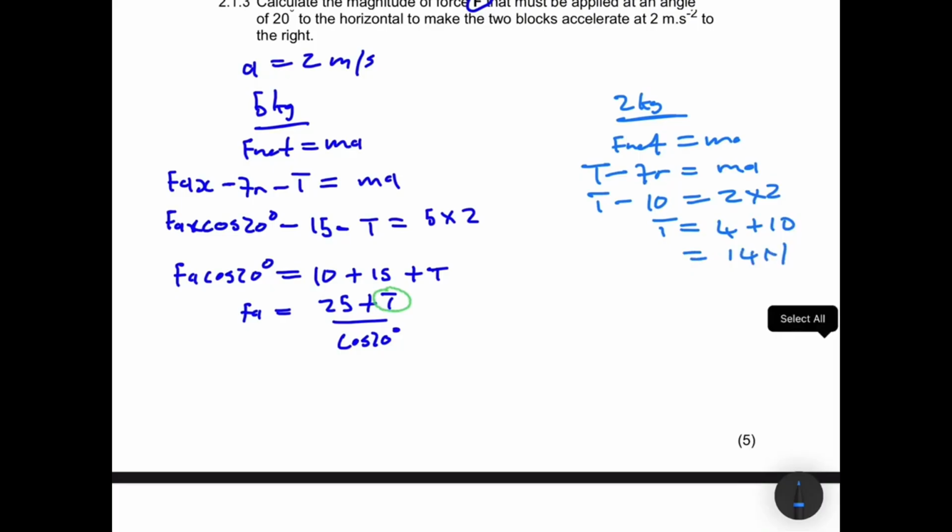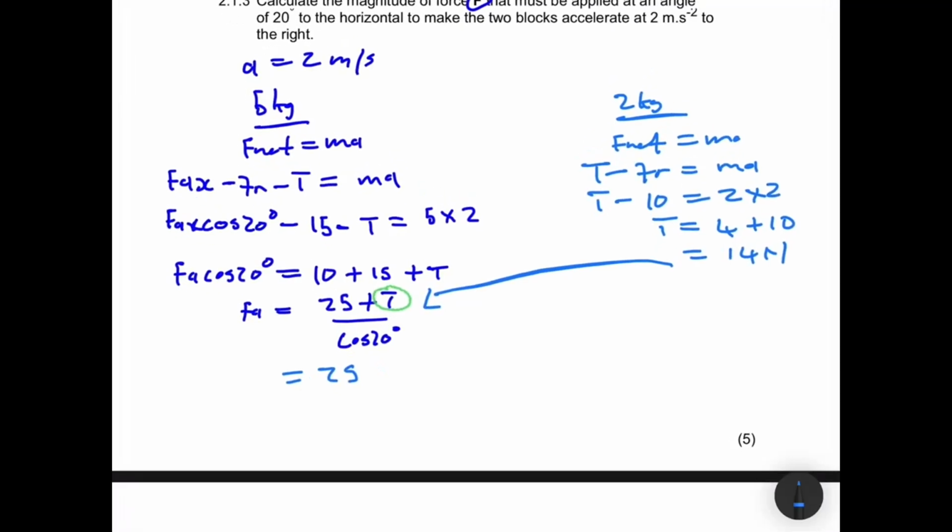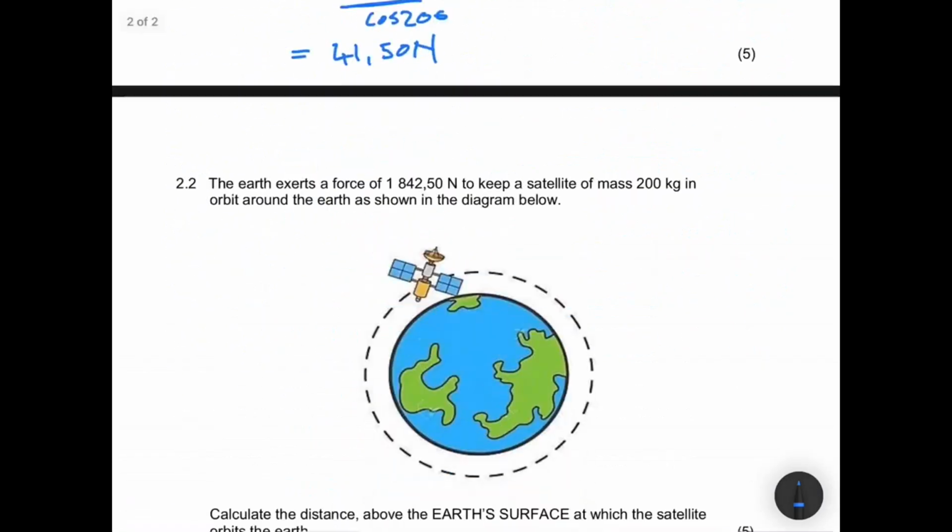So here in place of T, we can substitute 14 newtons. So we're going to have 25 plus 14 divided by cos of 20 degrees. And if you put that in your calculator, you're going to get the force applied being equal to 41.50 newtons, right? And we are basically done with that equation.